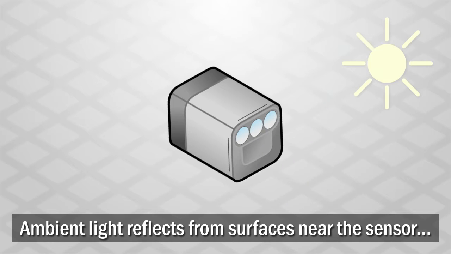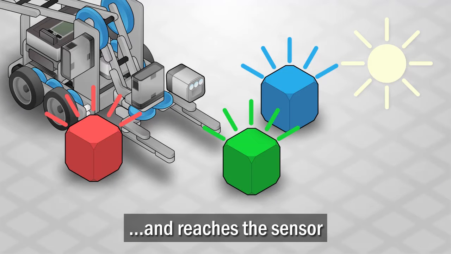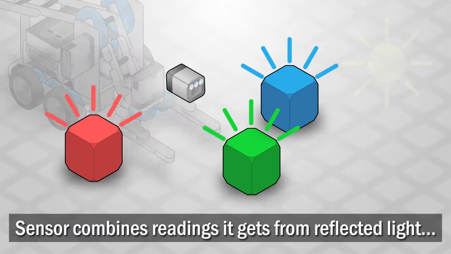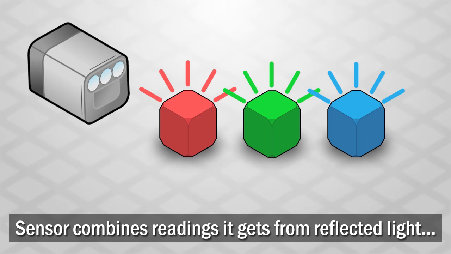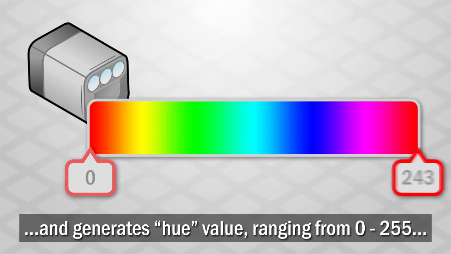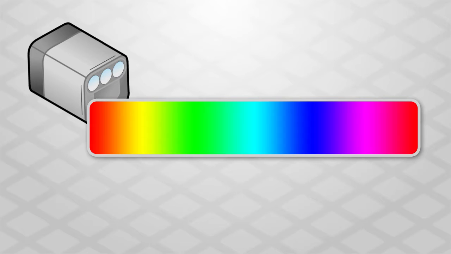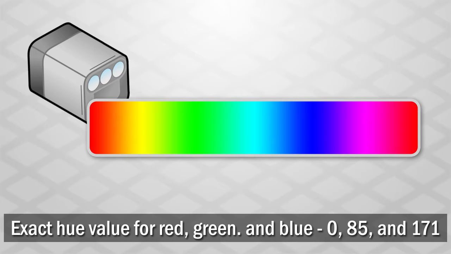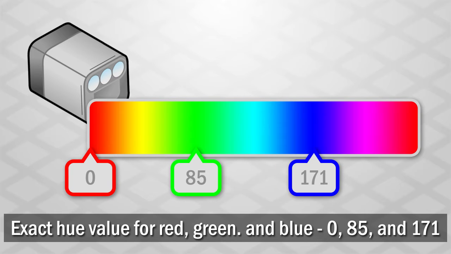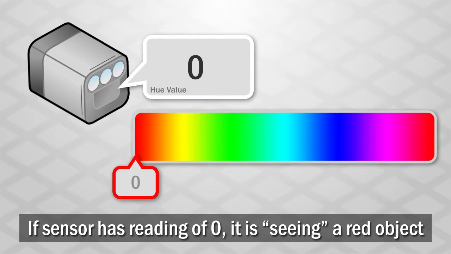Ambient light from the robot's environment reflects off of objects and surfaces near the color sensor and reaches the sensors. The VexIQ color sensor combines the readings it gets from them and generates a hue value ranging from 0 to 255, which corresponds to a range of colors. The exact hue values for pure red, green, and blue are 0, 85, and 171. So if the color sensor has a hue reading of 0, we know that it's seeing a red object.